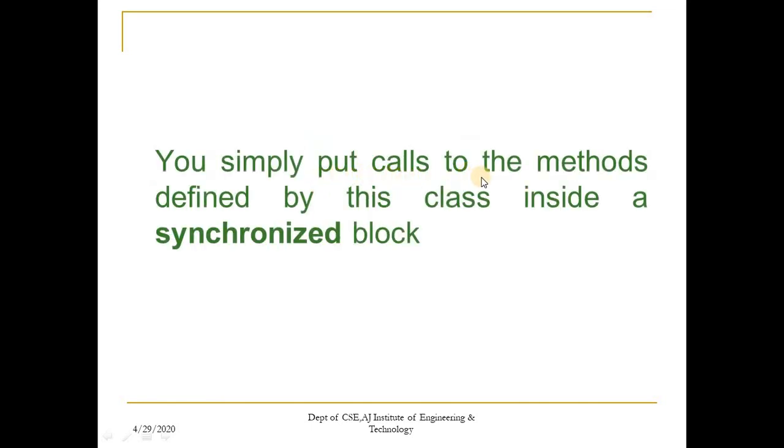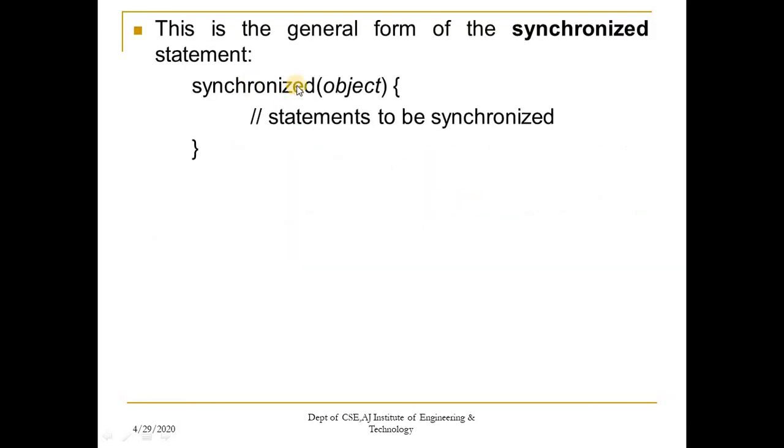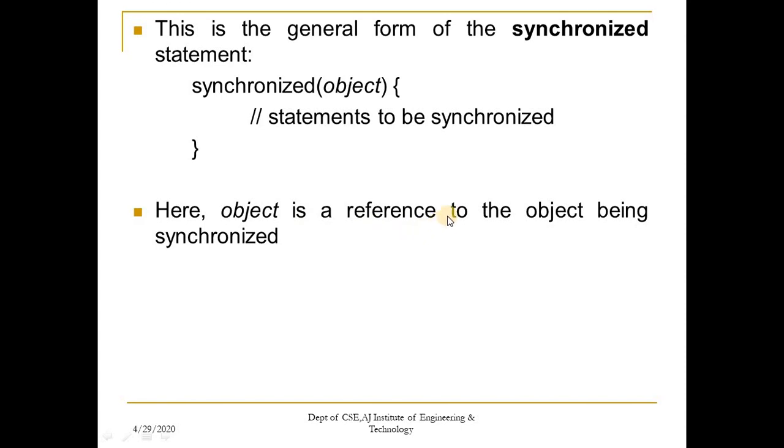You can simply put calls to the methods defined by this class inside a synchronized block. So whenever you're calling a method of this class, you put that call to the method in a synchronized block. Like this. Okay, synchronized object. Within this block, you call that particular method. This is the general form of the synchronized statement. Synchronized object, and within that block you will put the statements to be synchronized. Object is the reference to the object being synchronized. That is the object of that particular class you want to use.